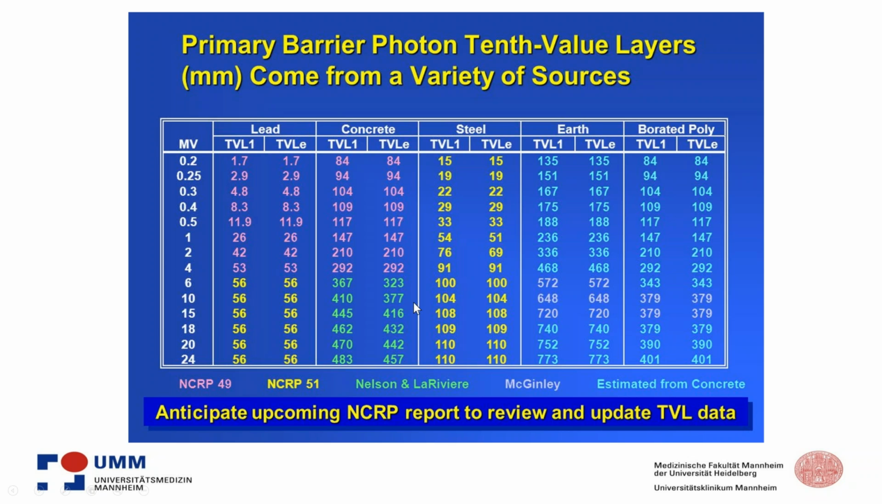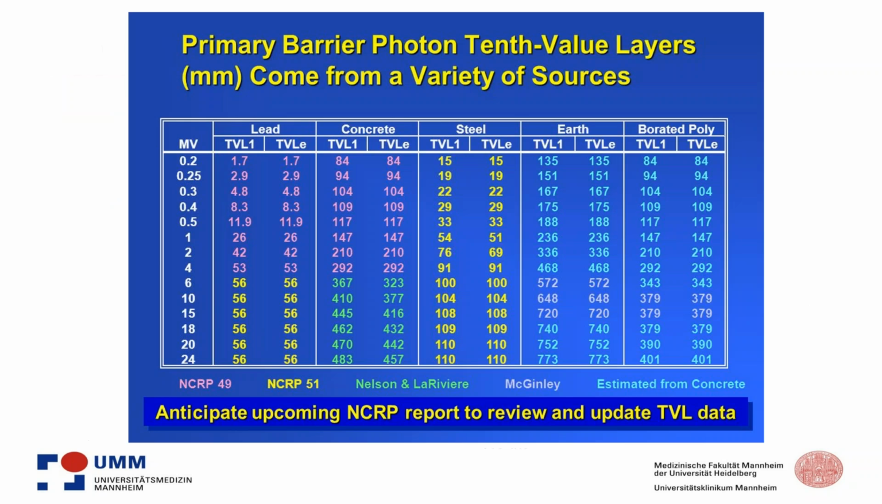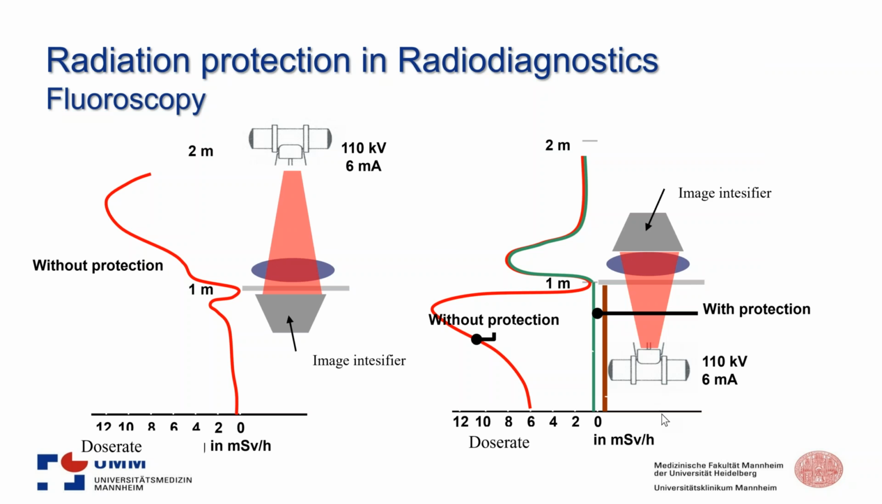Next. Here's an example for the tenth value layer, because if you have very high energies like 5, 6, 10, 15 megaelectronvolts, you will have a tenth value layer give you better information that you are able to achieve at the end, the complete protection for a given energy. I would start with the radiation protection issues in radiodiagnostics.